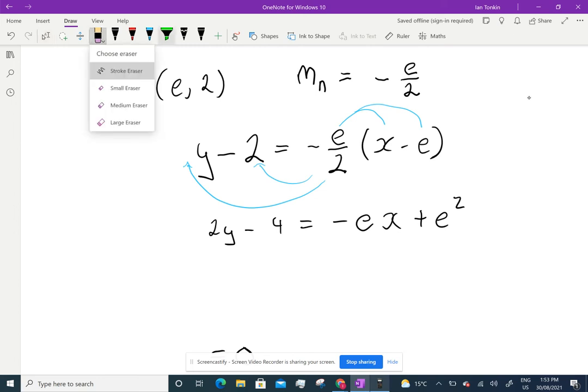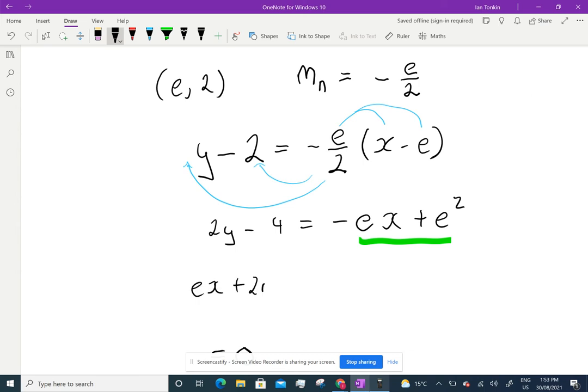I'm going to bring all these things over to the left-hand side of the equal sign, changing the sign. So I'm going to get ex, I've already got the 2y there, I've already got minus 4, I'm going to have minus e squared, and I'm going to have it equal to 0, because that is the general form of the equation. And that's it. That's the equation of the normal.